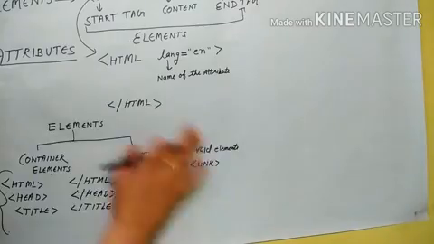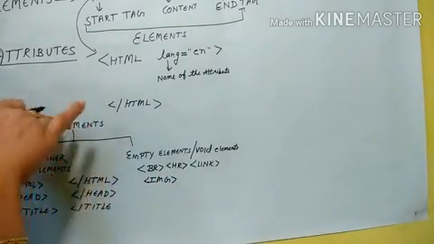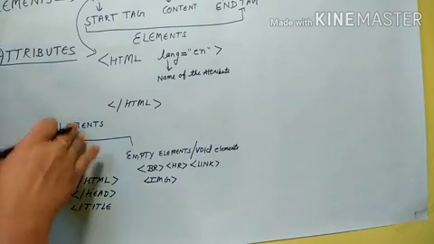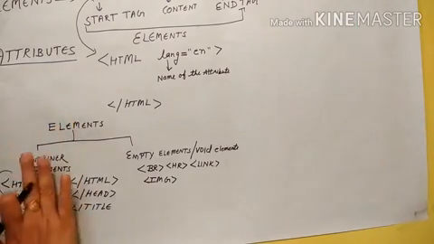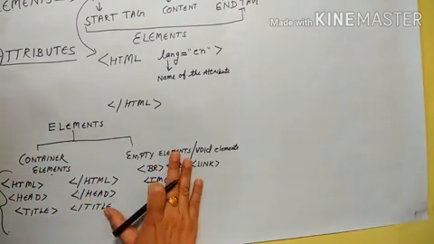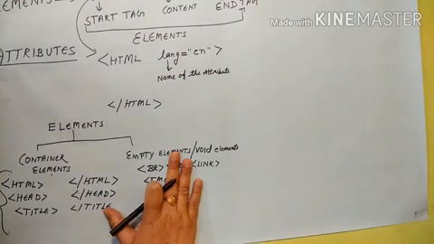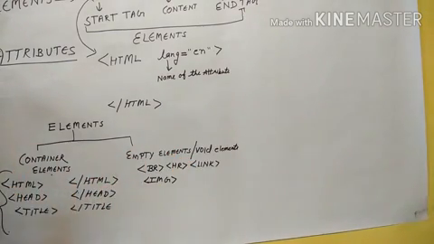From this part, the questions which can come: what do you understand by elements? How many types of elements are there? Differentiate between container elements and empty elements with an example of each. So by now I think you will be able to answer these questions.